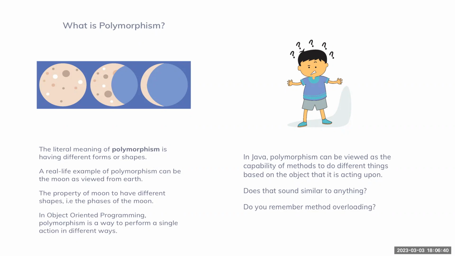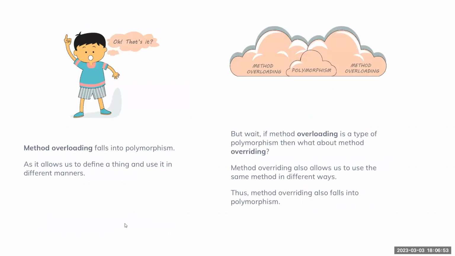I think this sounds very similar to whatever we discussed about overloading and overriding. So let's go ahead and see what exactly it is. Method overloading falls under polymorphism. So if method overloading is a type of polymorphism, then what about method overriding? Yes, method overriding also falls under polymorphism.